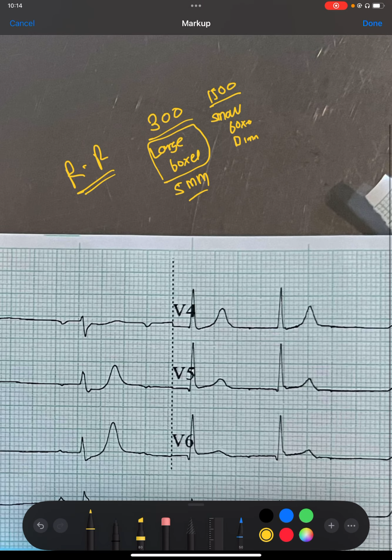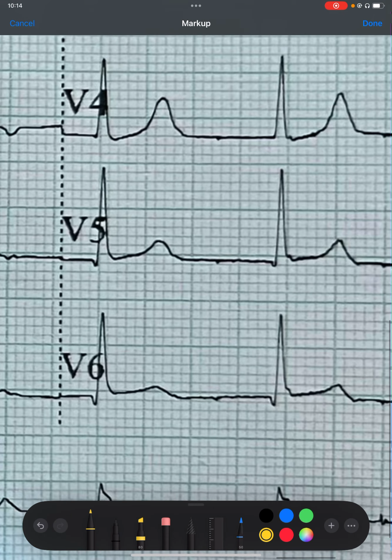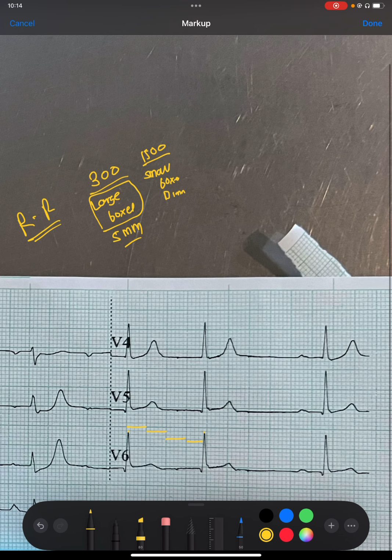So it's very crystal clear. Just pick any two Rs. So this is R, this is R. In between the two, this is one large box, two large boxes, three large boxes, and four large boxes. So here the heart rate is around 300 divided by 4, that is 75.